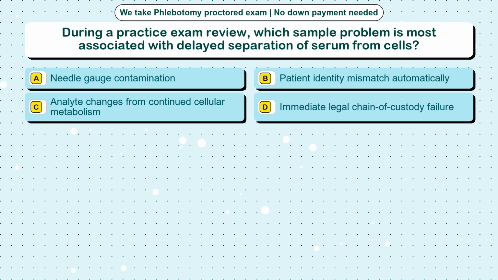During a practice exam review, which sample problem is most associated with delayed separation of serum from cells? Option A, needle gauge contamination. Option B, patient identity mismatch automatically. Option C, analyte changes from continued cellular metabolism. Option D, immediate legal chain of custody failure.